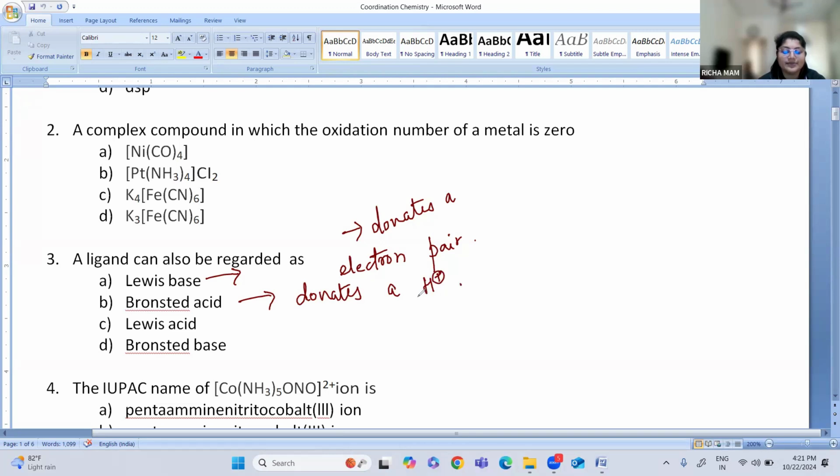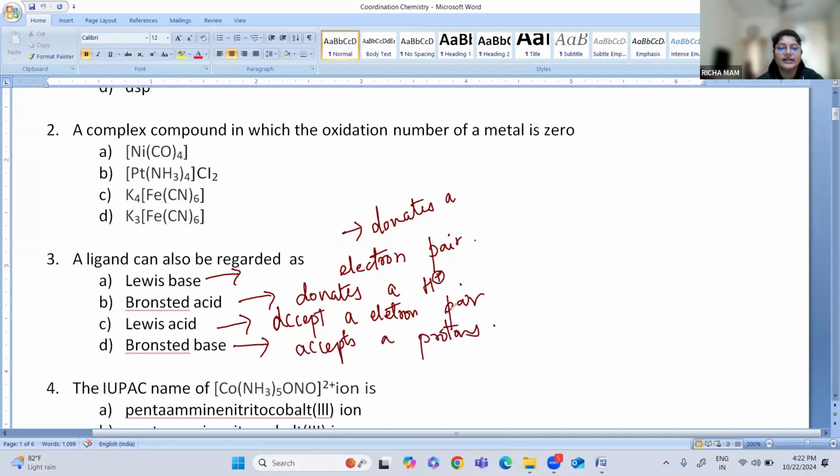Then Lewis acid. What will a Lewis acid do? It will accept a pair of electrons, an electron pair. And your Bronsted base, what does it do? It accepts a proton. So this is in terms of your ligands.